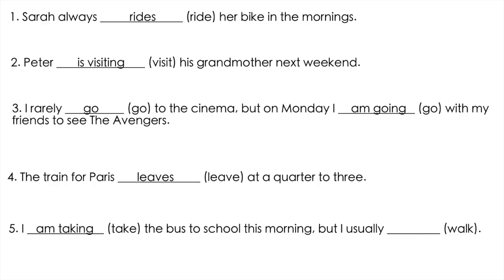I am taking the bus to school this morning, but I usually walk. So, again, in the first blank, we're using the present continuous because it is an event in the near future that is temporary. And in the second blank, we're talking about his habit. I usually walk. How did we do so far? Let's continue.